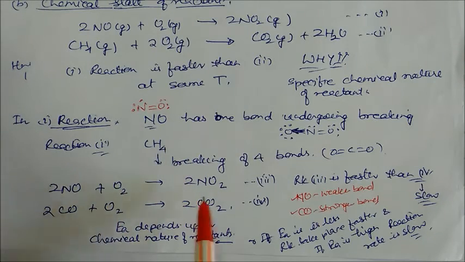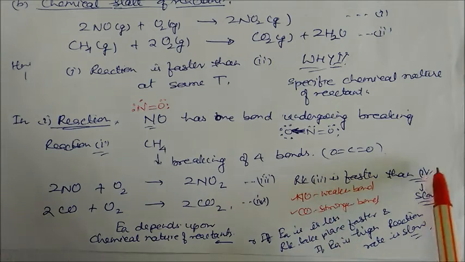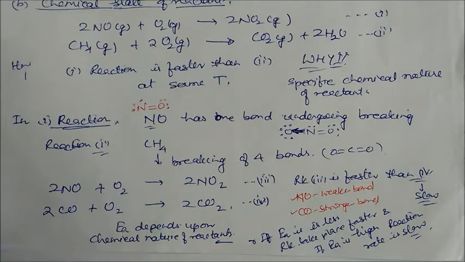Similarly, there is a third example. NO2 is reacting with oxygen, and carbon monoxide is reacting with oxygen to give CO2. In this case again, reaction 3 is faster than reaction 4. Reaction 4 is a slow reaction. Why? Because NO is the weaker bond and carbon monoxide is the stronger bond. So again, the activation energy depends upon the chemical nature of the reactants. If the activation energy is less, the reaction will take place faster. If the activation energy is high, the reaction rate will be slow.